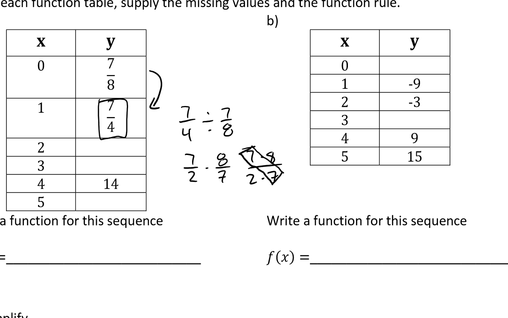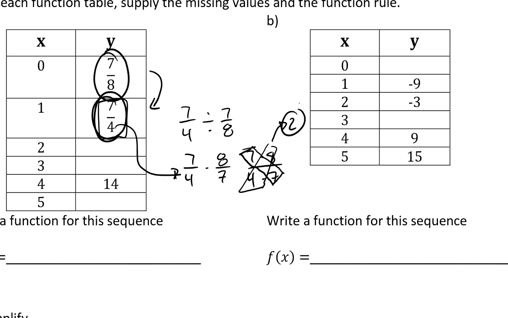Oh, this wasn't a 2 in the original problem. I'm sorry. This is supposed to be a 4. This was a 4, and this was a 4. Yeah, so I can take this 7/4 and divide by 7/8. And when I do that, I get 8 over 4, which is equal to the number 2. So I'm multiplying by 2 each time.